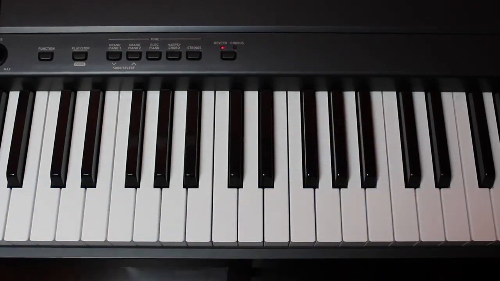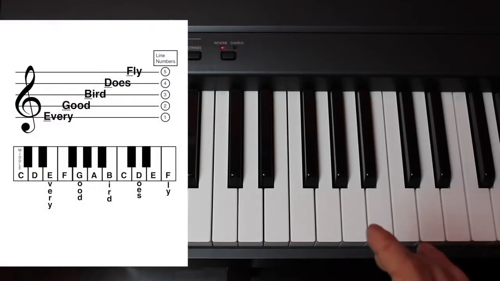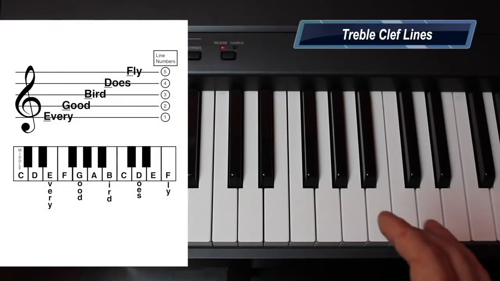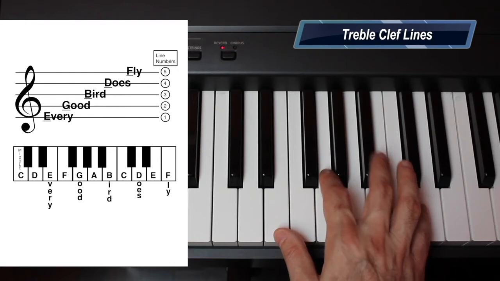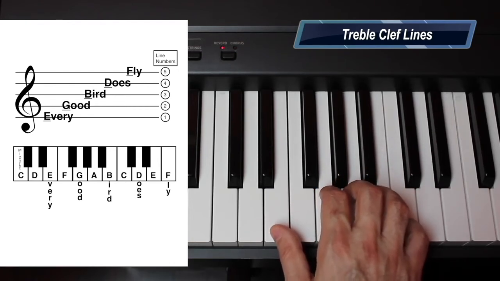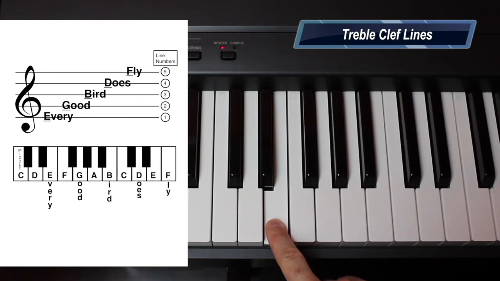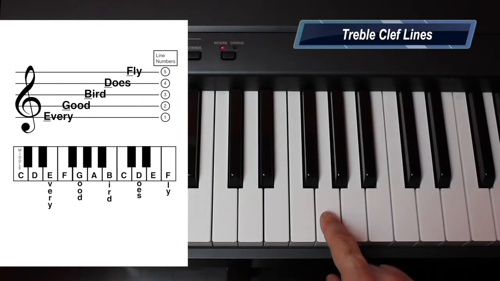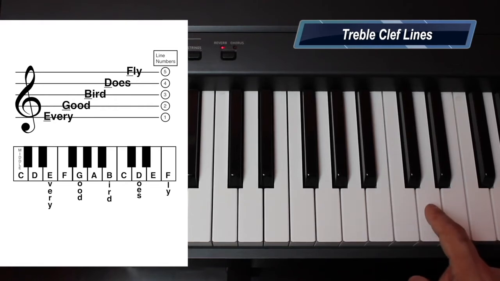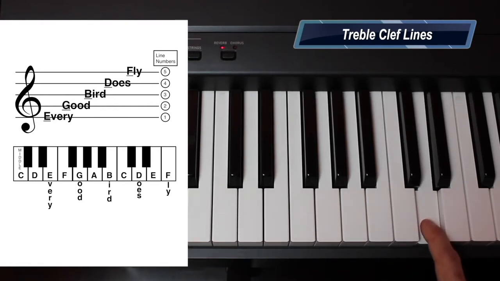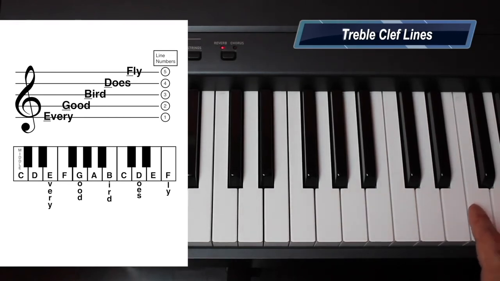So we had two sayings, one for the lines of the treble clef and one for the spaces of the treble clef. The notes that are associated with the saying for the lines are E, G, B, D, and F. I'll show you the positions of those notes on the keyboard. The E for every is right here. The G for good is right here. The B for bird is right here. The D for does is right here. And the F for fly is right here.